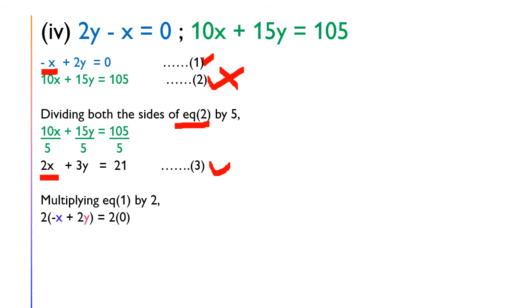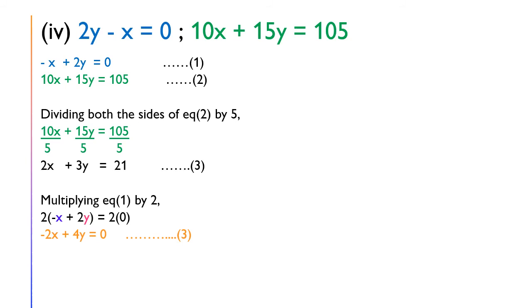See, this is what we get when we multiply equation 1 by 2. 2 into minus x will give us minus 2x. 2 2s are 4, y. And 2 zeros are 0. Okay, so now this will be our fourth equation. We have changed it to the fourth equation.